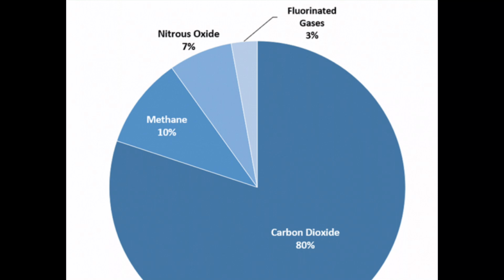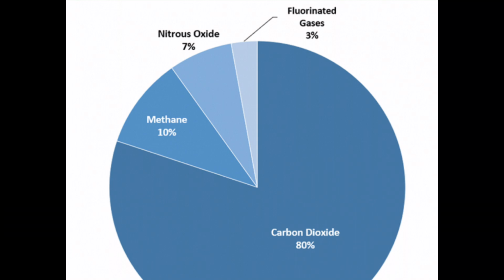We have been using fridges, refrigerators, air conditioners in our homes, in our offices, in transport. All these applications emit a lot of greenhouse gases, and carbon dioxide is much more present in the atmosphere.